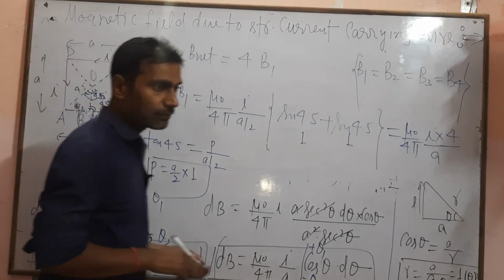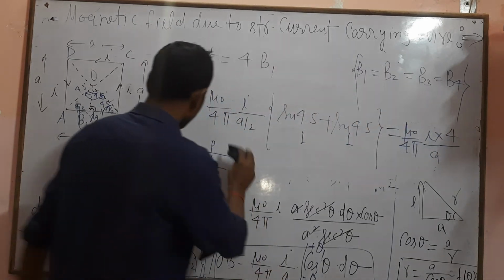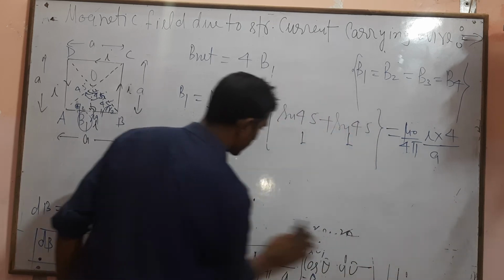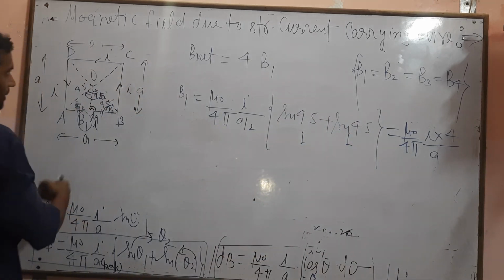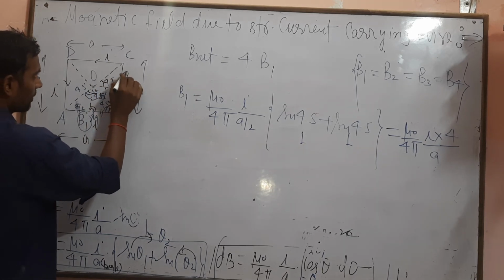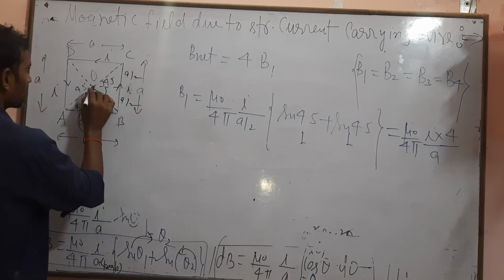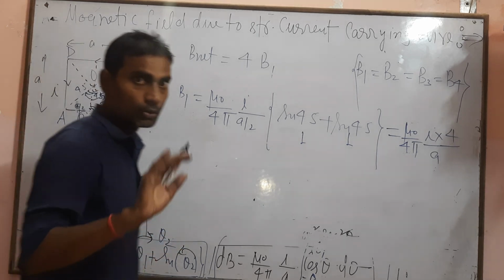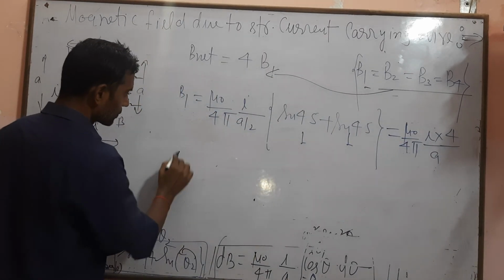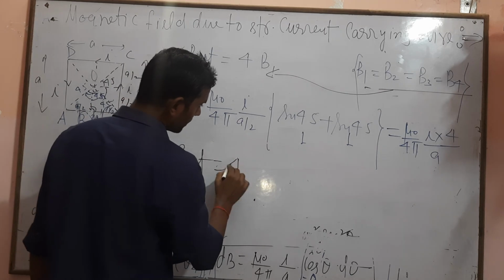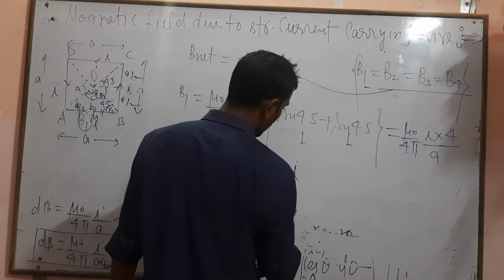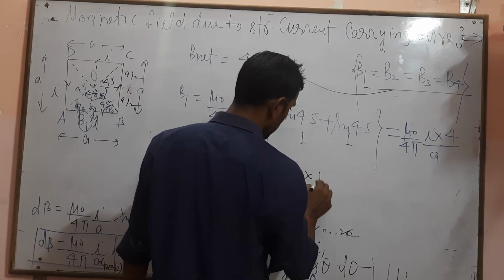But we have to find the net magnetic field at point O. So B1 equals B2 equals B3 equals B4. Look at this figure: this is also 45, and this is A by 2, and this is also A by 2. Similarly, in all situations B1 equals B2 equals B3 equals B4. This implies B net equals 4 times B1, so 4 into B1, where B1 is mu naught by 4 pi times I by A into 4.